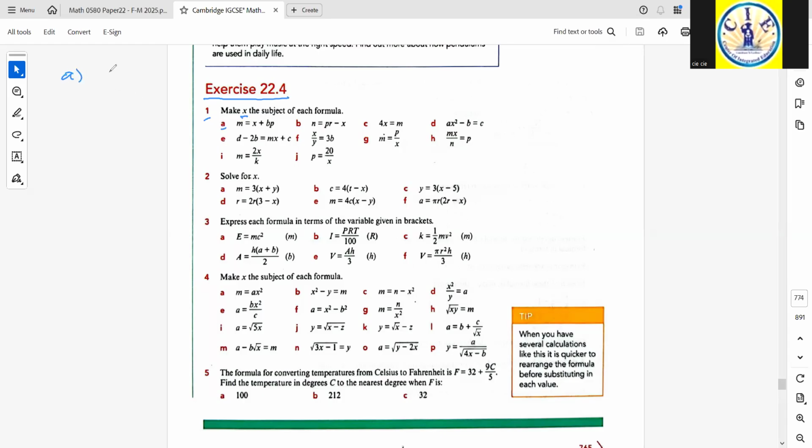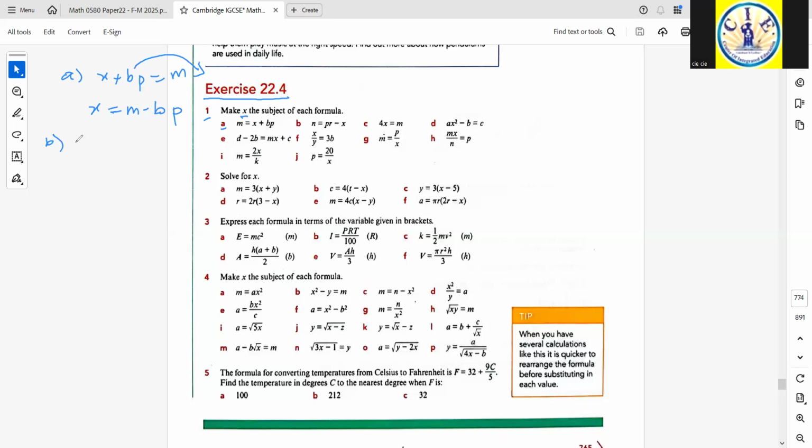this can be written as X plus BP is equal to M. I shifted both the sides of the equality. Now X is equal to M minus BP. This term has been shifted to the right side, and previously it was being added, and now after being shifted to the right side of the equality, it has got subtracted. So X has been made the subject.